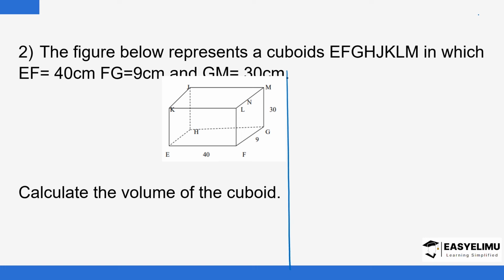Again, we just apply the formula. So volume equals length by width by height. Length is here, width is here, and height is there. So length is 40, width is 9, and height is 30. We know that the units for volume are going to be cubic centimeters, because the dimensions here are given in centimeters. I'll try to multiply two that will give me a number ending in 0, like 30 and 40.